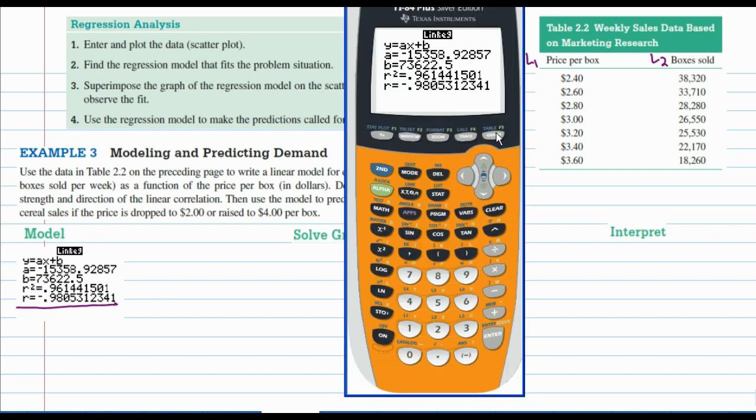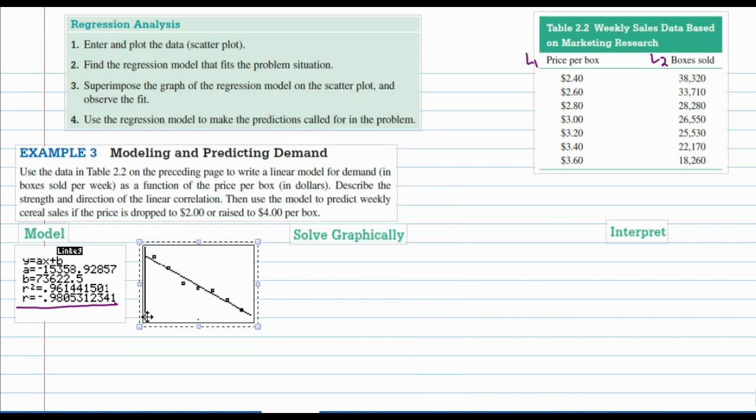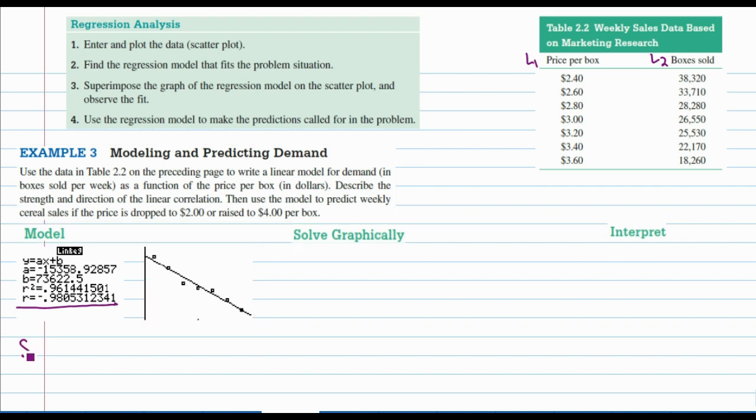So I'm going to go to the calculator, and that line is already in Y1 for me. So there's our model. And then the question is asking, describe the strength and direction of the linear correlation. So we have a strong negative linear correlation. Then use the model to predict weekly cereal sales if the price is dropped to $2 or raised to $4.